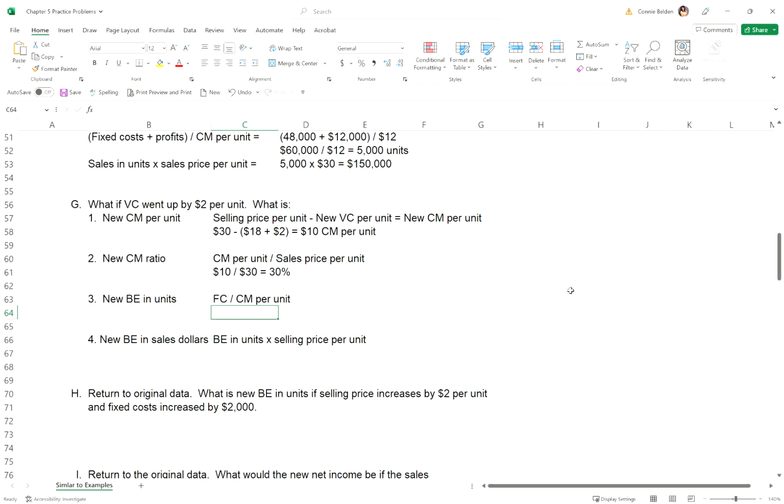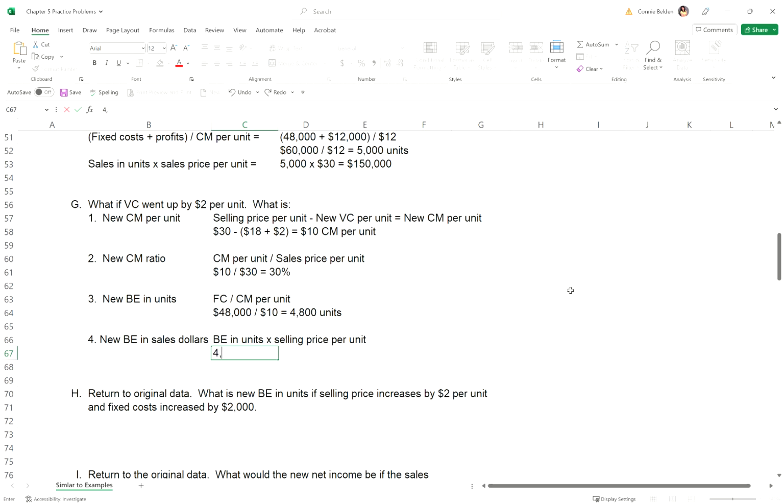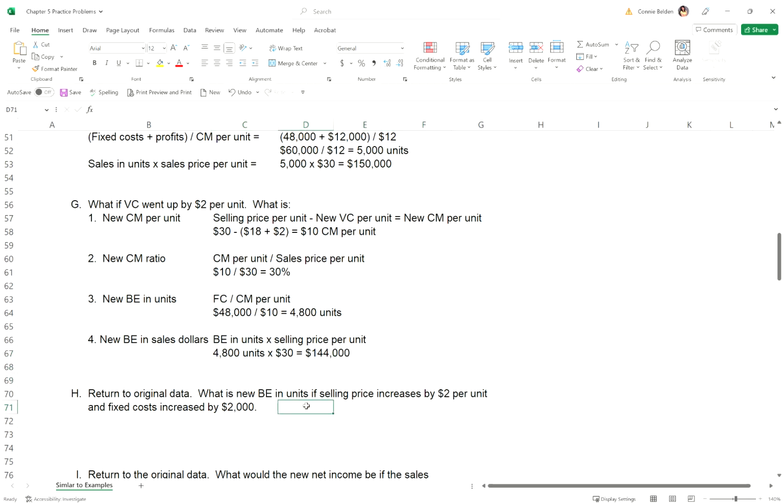What would be the new break even in units? The fixed cost is $48,000. The new contribution margin per unit is $10. So if I divide that out, the new break even is you would have to sell 4,800 units. And part 4, what would be the break even in sales dollars? Well, you would take that new break even of 4,800 units. The selling price is still $30, so multiply it times 30. And that would give you a new break even of $144,000 in sales dollars.